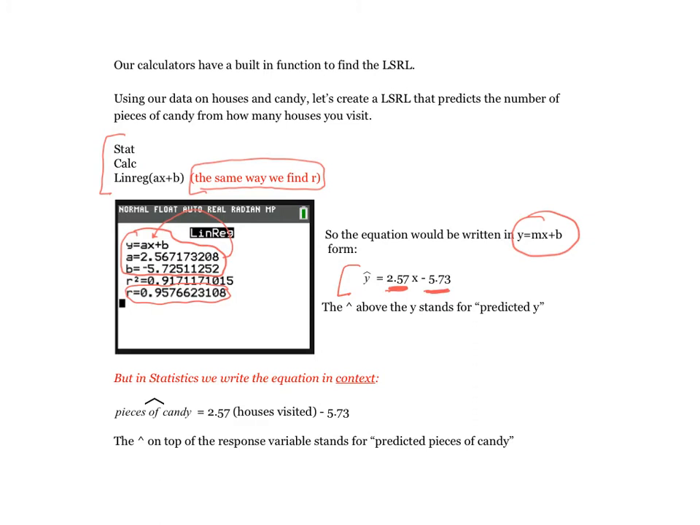You can see the x is written there, and you see the y has a little caret above it. That caret stands for predicted y. So we always include that caret when we make a least squares regression line. Okay? But if you look in the red here, it says in statistics, we write the equation in context. So instead of writing the y and the x, we write the actual variables. So it's the predicted pieces of candy equals 2.57 times the houses visited minus 5.73. So this would be a correct equation written for AP Stats. And the caret, remember, on top represents predicted pieces of candy.